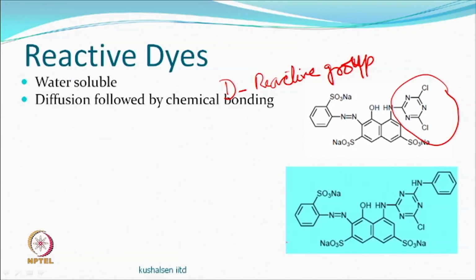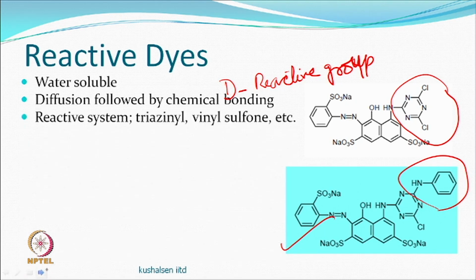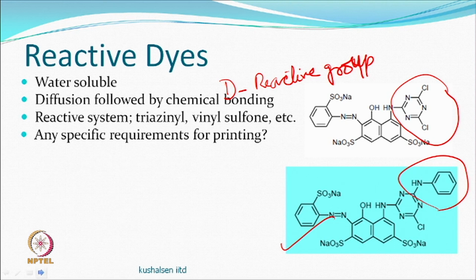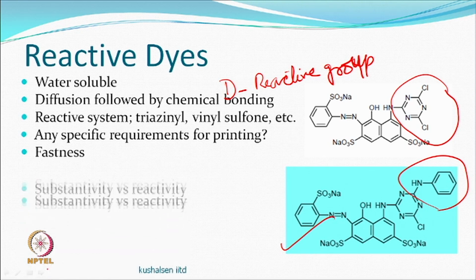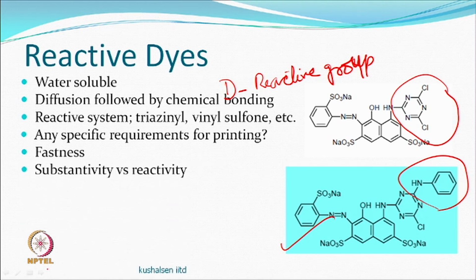So, you might prefer this dye, where one of the chlorine has been substituted by an amine. So, reactivity has gone down, and time required, temperature required will be high, but for printing it is a good idea. Saving time is not a good idea. So, these are some of the reactive groups. As we said, the reactivity should be less, fastness obviously will be high.